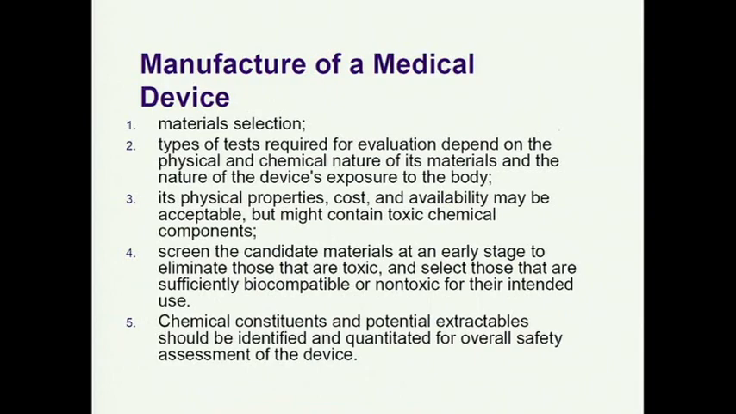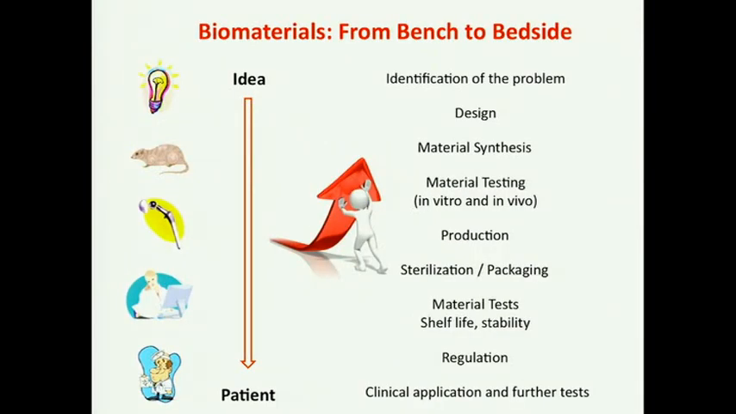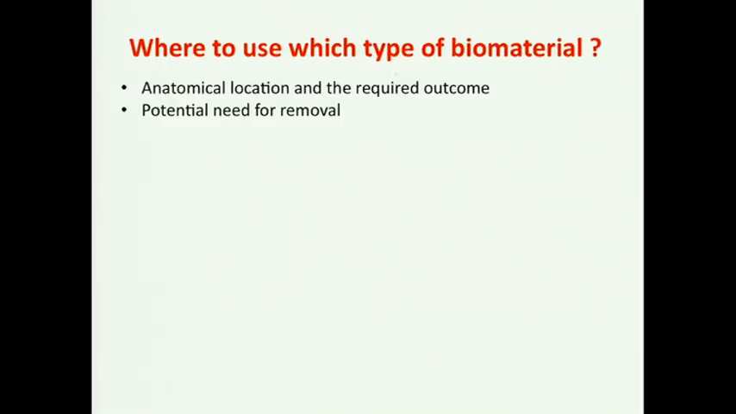So to start manufacturing a device, we start by choosing the material, and then the tests and the physical properties and this and that, and screen the candidate materials, and then the chemical and physical and biological characterization has to be done. So from bench to bedside, from the laboratory to the clinic in your hands, there's a long path, and starting from the idea to the patient, there are these stages of identification of the problem, design, synthesis, testing, all of these things. And today I just want to talk about how we do this selection of materials.